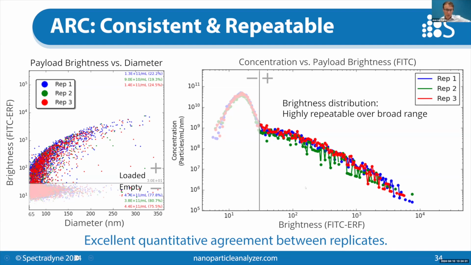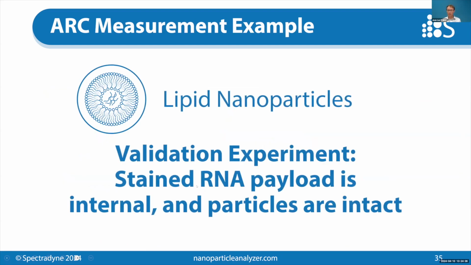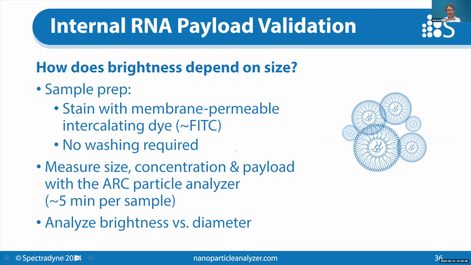Okay. So another question you might ask is, how do you know that you're staining the payload, right? And so let's prove that to you. And this is something that only we can do on the ARC because of the direct measurement of the size and concentration. So what we're going to ask is, how does the brightness depend on size of the particle? If we're staining something like the surface of the LNPs and not the internal payload that we're looking for, then we would expect a different scaling of brightness on size than if we're really staining the inside, right? That scales with the volume.